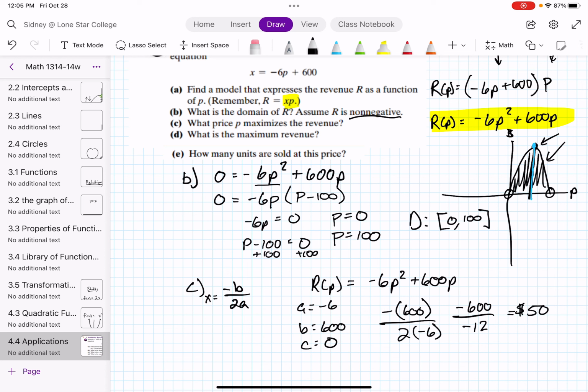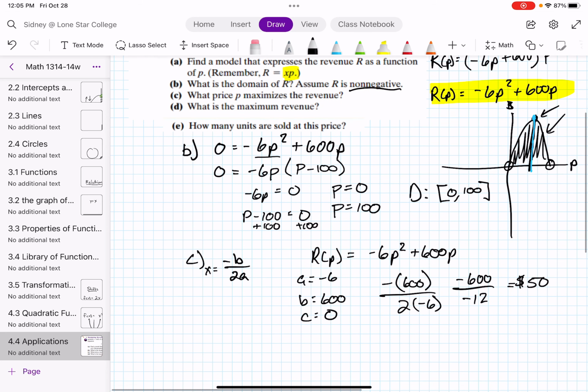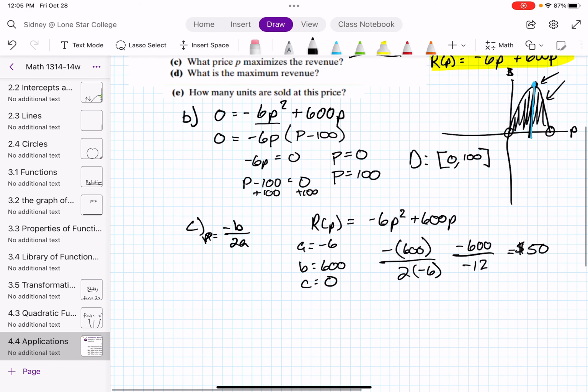That'd be $50. So the question was, what price maximizes the revenue? Or what is the x-coordinate, or the p-coordinate, of the vertex? And that is $50. So a price of $50 maximizes the revenue. So the answer to C is $50, the x-coordinate of the vertex. It is the price that maximizes.